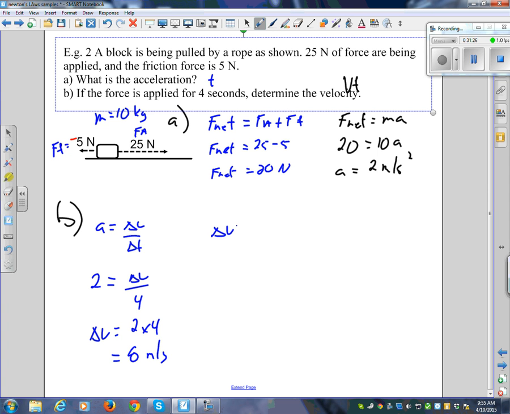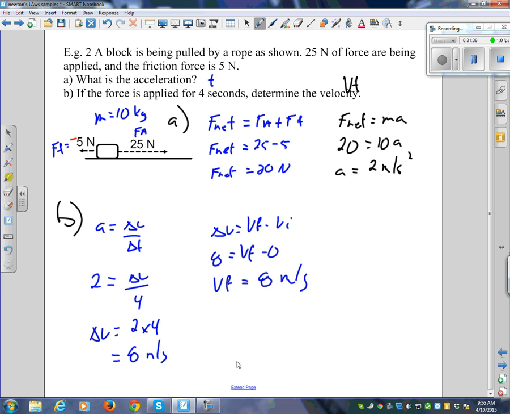So really, we know the initial is 0, right? Do I need you to write all that down? No, I would be happy if you recognize, oh, hey, the VI is 0. If you just write VF equals 8, I'm good with that. I think that's a reasonable expectation.